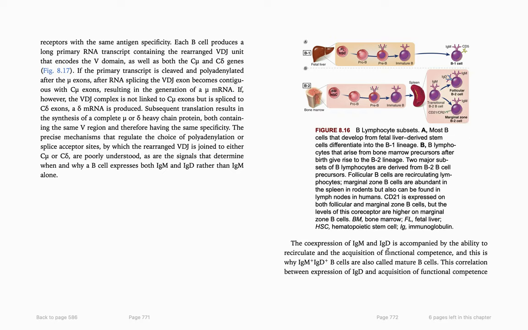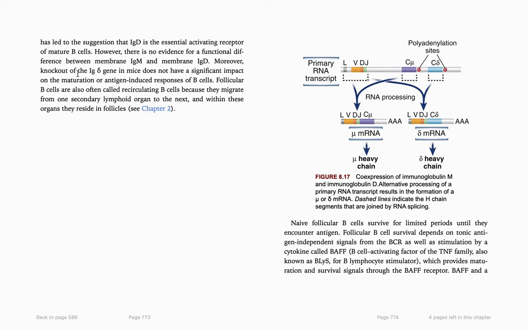The co-expression of IgM and IgD is accompanied by the ability to recirculate and the acquisition of functional competence, and this is why IgM, IgD B cells are also called mature B cells. This correlation between expression of IgD and acquisition of functional competence has led to the suggestion that IgD is the essential activating receptor of mature B cells. However, there is no evidence for a functional difference between membrane IgM and membrane IgD. Moreover, knockout of the IgD, Ig delta gene in mice does not have a significant impact on the maturation or antigen-induced response of B cells.